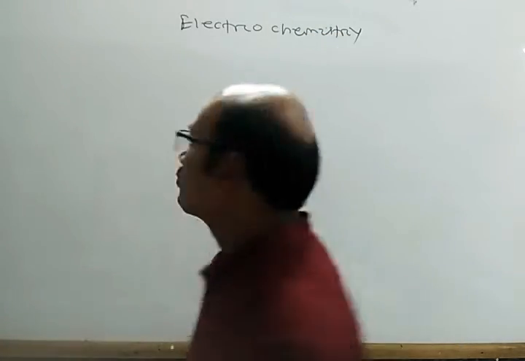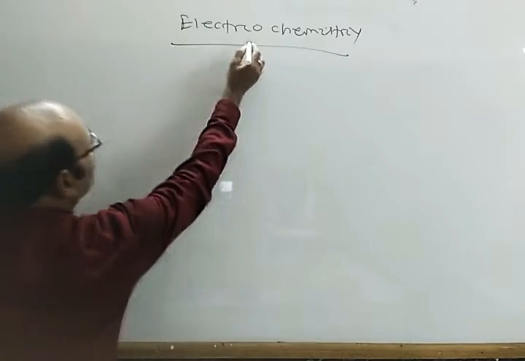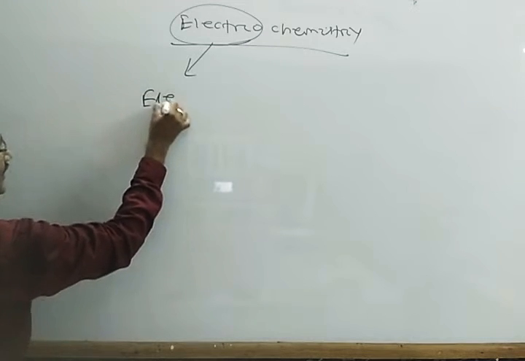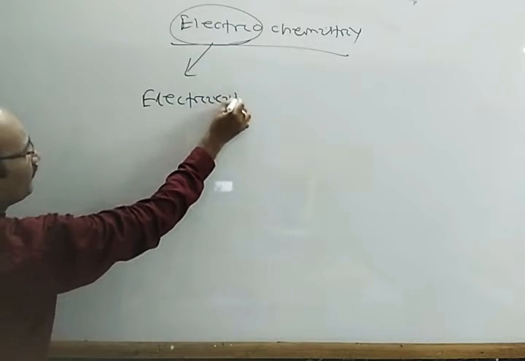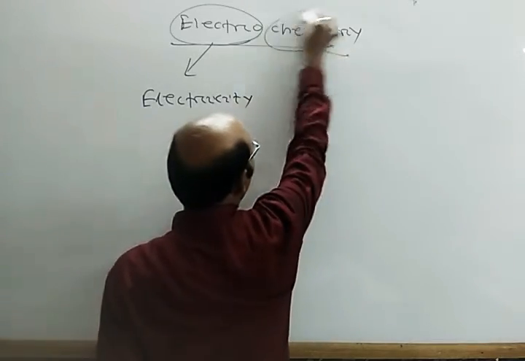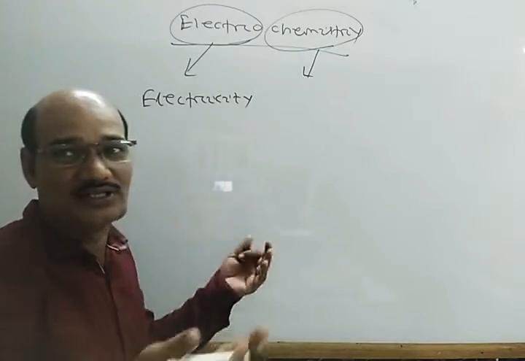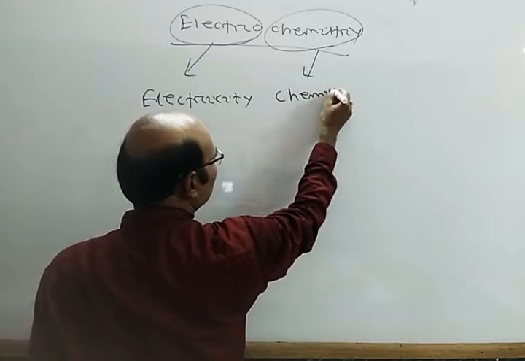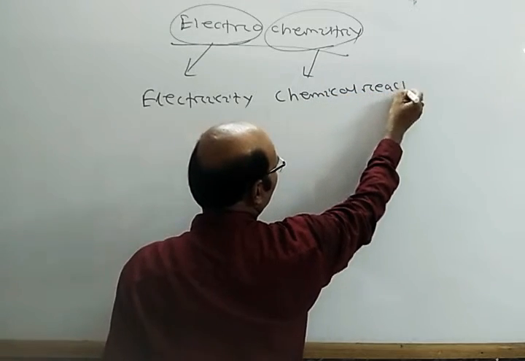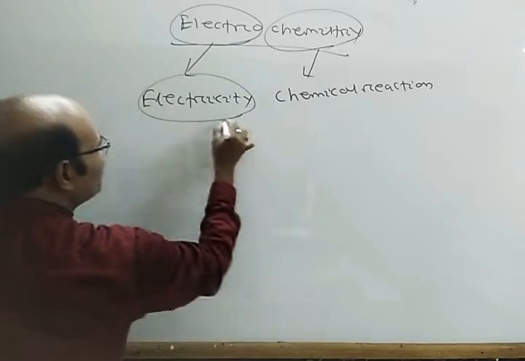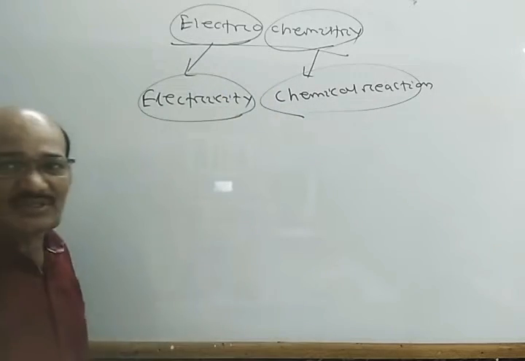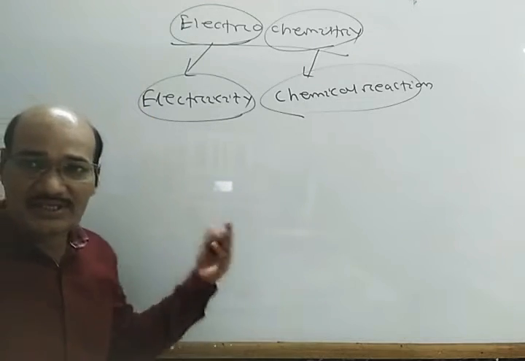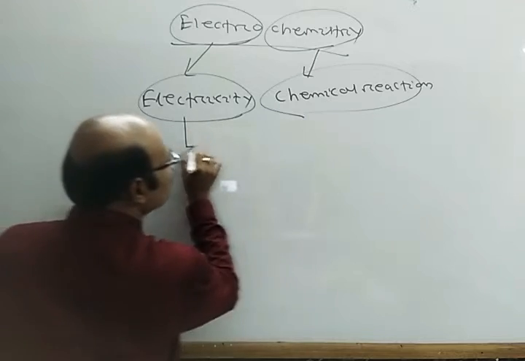So here you see, electrochemistry. I think here we have two words. One is electro, which means electricity, and chemistry means we will discuss chemical reactions. So it is the relationship between electricity and chemical reactions. That means this chapter is the study of the relationship between electricity and chemical reaction.